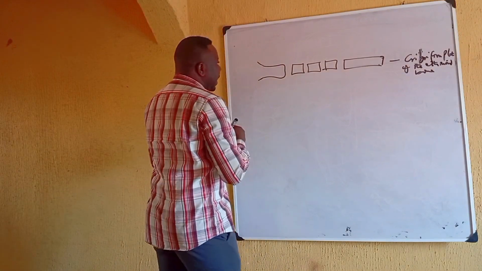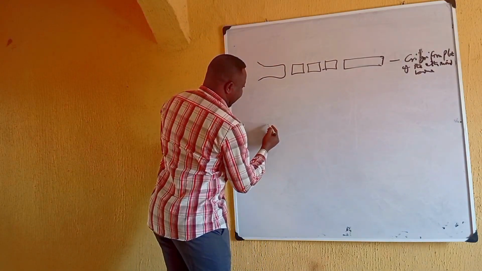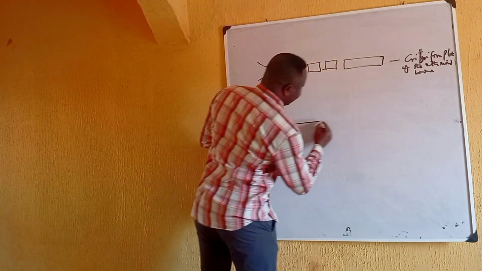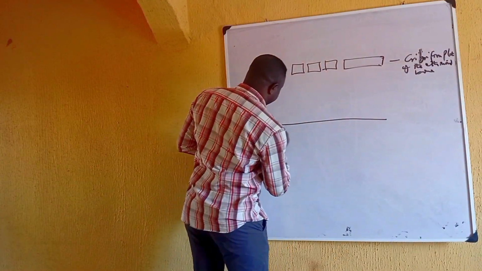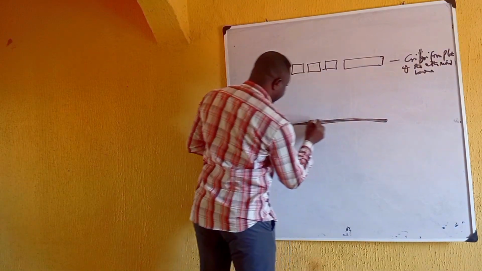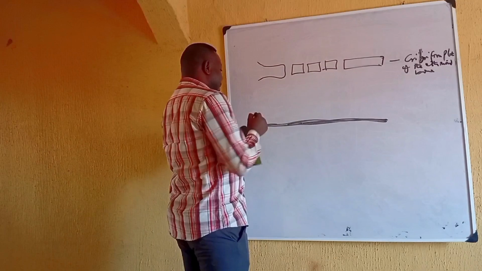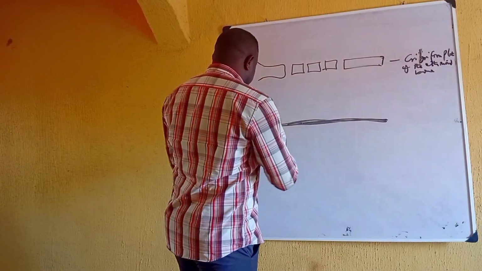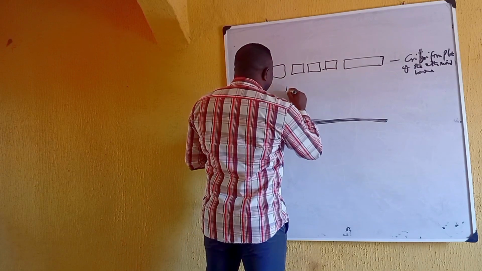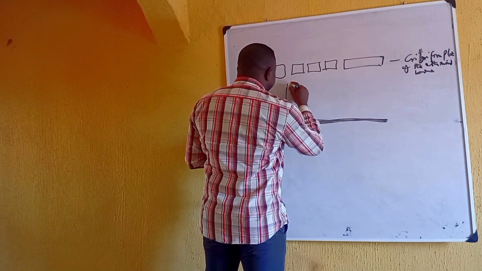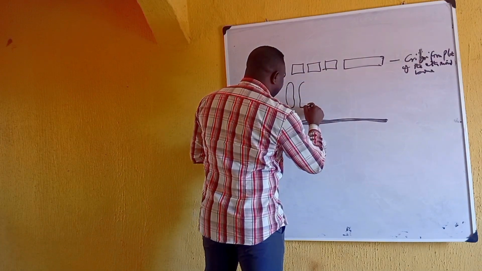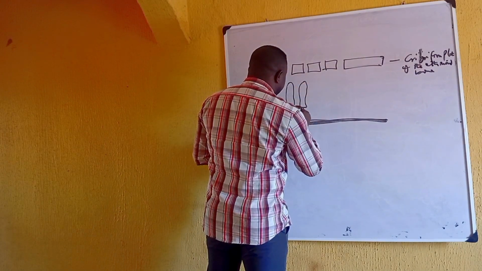Now, in the nasal cavity, of course, this is our nasal mucosa. This is the nasal mucosa, the mucous membrane of our nasal cavity. And now, in the nasal cavity, we have what we call olfactory receptors. These are our olfactory receptors.